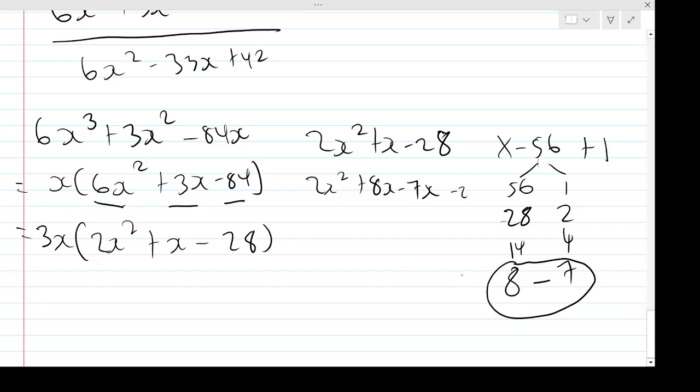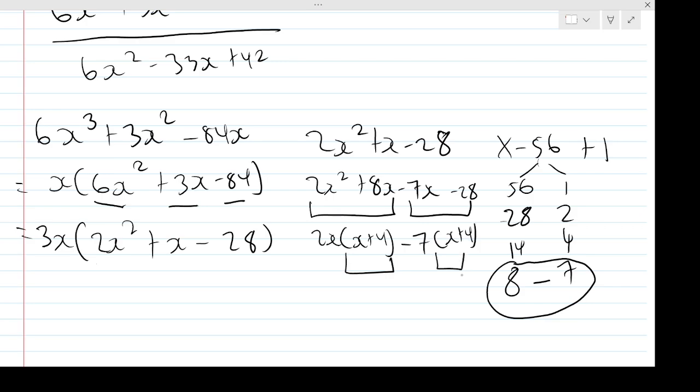Minus 28. And then I factorise the first 2 parts and the last 2 parts there. So then I can bring out 2x here to get x plus 4. Then I can factor out minus 7 to get x plus 4 there. And then again, x plus 4 is common to both parts. So I can factor that out. And then I get 2x minus 7. There we are. So then this overall, what do I call it?